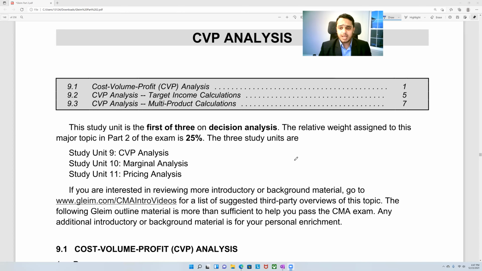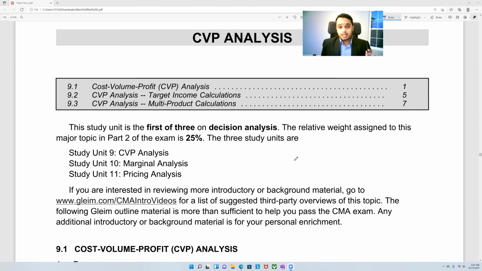Let me just share my screen, and I have the CVP analysis in front of me. This is from the Gleim material, one of the best materials. I passed it from the Gleim materials, and I would always recommend a student who is doing the CMA or the CPA to go ahead with the Gleim material. It has a very good question bank. You can go purchase it directly from the Gleim website itself and get the access from it. So if you have any queries related to that, you can reach out to me and ask also.